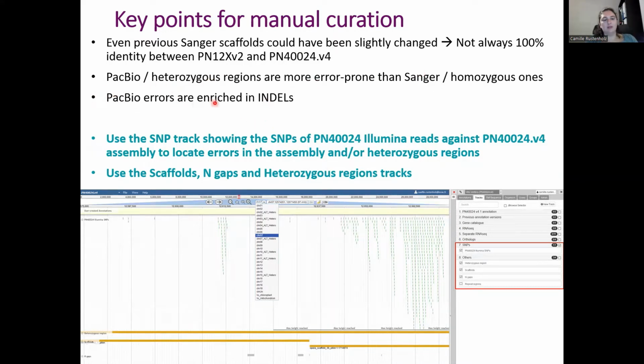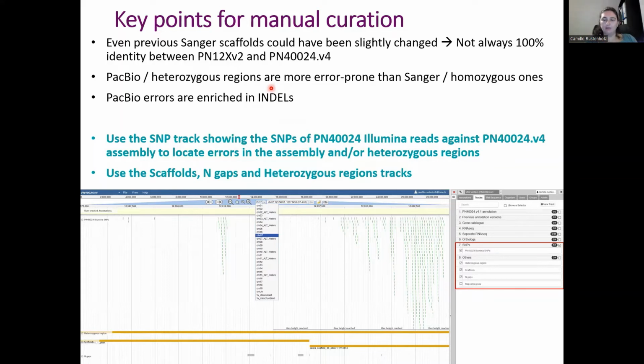And also what's important is that the pattern of errors for the PacBio reads is mostly enriched in indels, so insertions and deletions. It means that you can find a lot of times just one nucleotide that has been deleted or one nucleotide that has been inserted, and maybe wrongly. So the errors are not like Illumina patterns, which are mostly SNPs, but for PacBio, these are mostly indels.